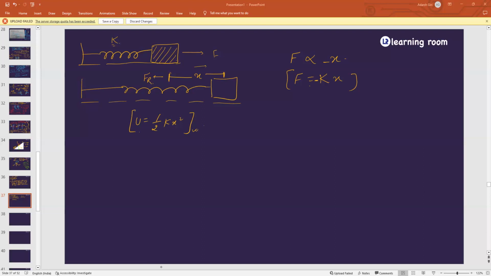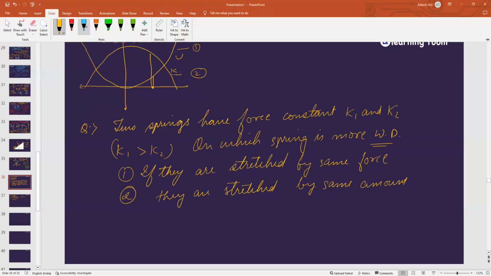So the next thing that we have to do is get back to our previous question. First of all, we got to know that force is directly proportional to the amount of displacement you have given, and the energy stored in the spring when you stretch it to a distance x is half kx square, right? Two things are there. Our previous question was this.